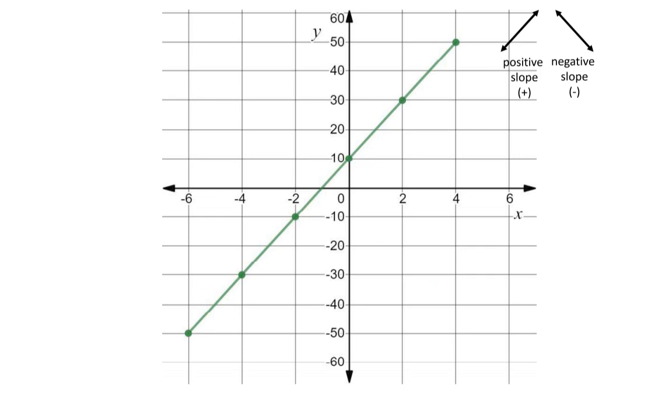From this graph, we want to find the y-intercept and the slope of this green line. If you recall, the y-intercept is where your line intercepts the y-axis. That's why it's called the y-intercept. Therefore, the y-intercept would be 10.